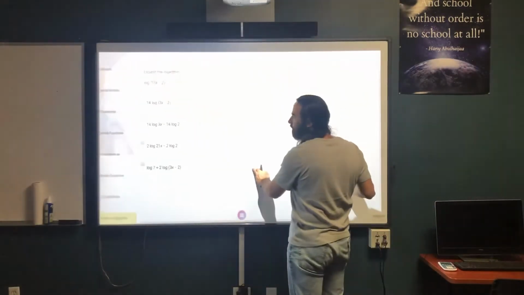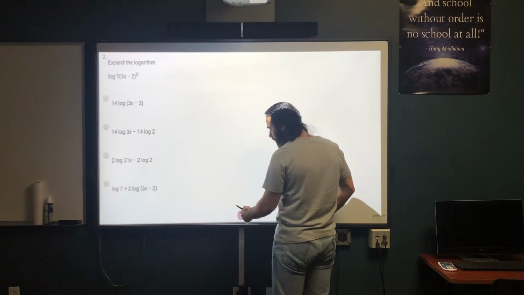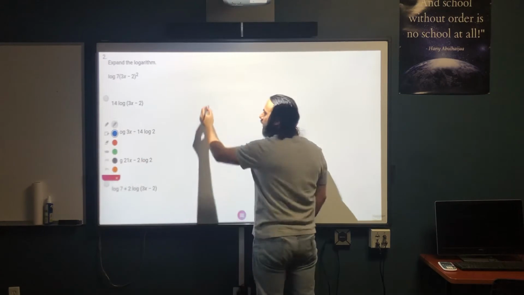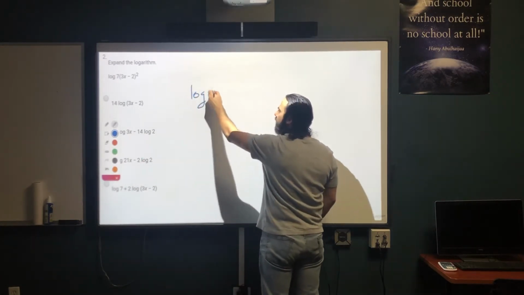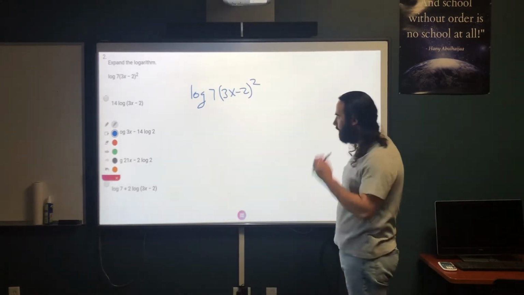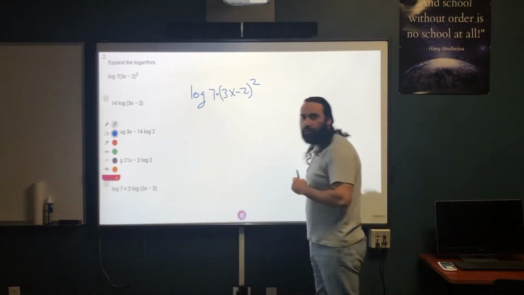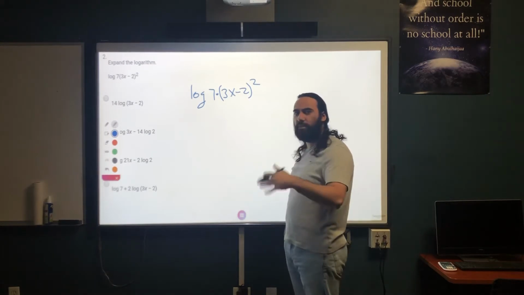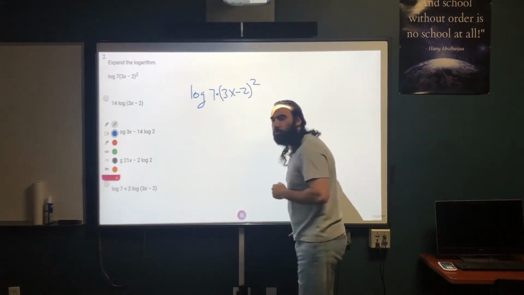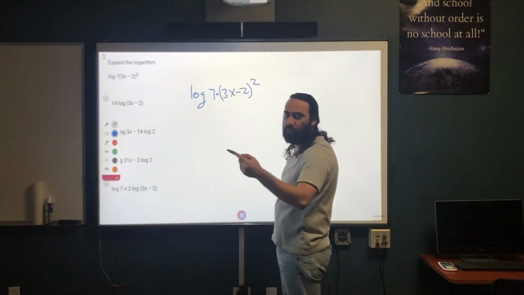Next question. Expand the logarithm. So we have log 7 times 3x minus 2 squared. So this is multiplication here, okay? Now we say to expand it, it means we need to put this expression in multiple logs. So the first thing we need to change is the multiplication. So the multiplication changes to addition when we expand it.